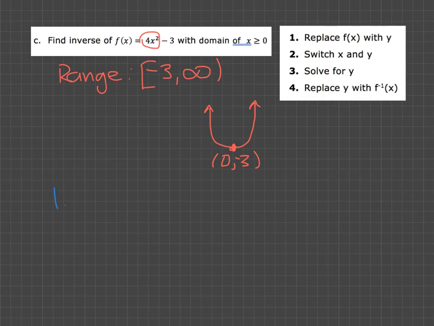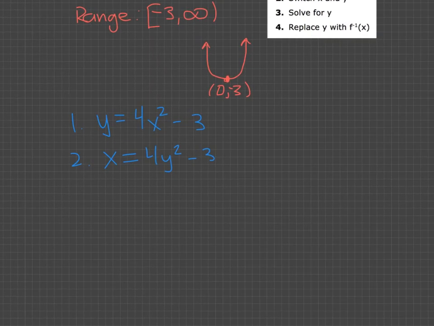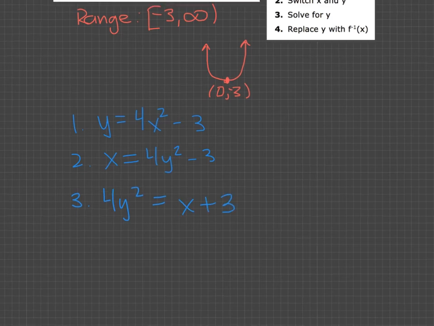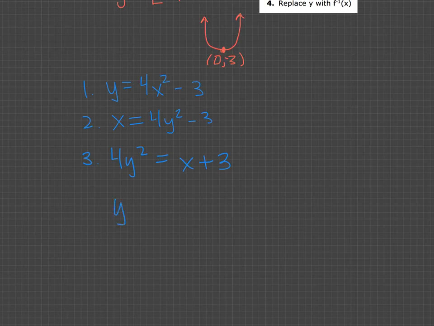Okay, so now let's go through the steps for the inverse. Step 1, we're just going to switch that f of x to a y. Step 2, switch the x and the y. And step 3, this is the heart of it. We want to solve for y. So we're going to take 4y squared equals x plus 3. We add 3 to both sides and divide both sides by 4. So we get y squared equals 1/4 x plus 3/4.